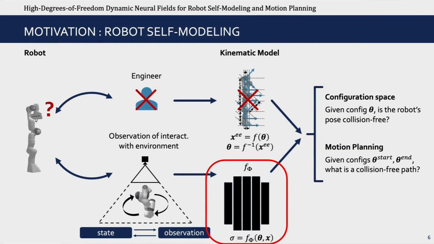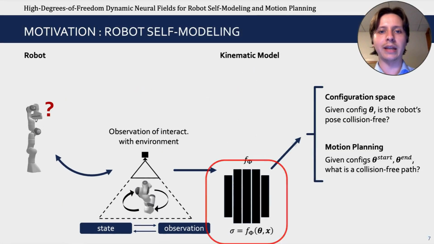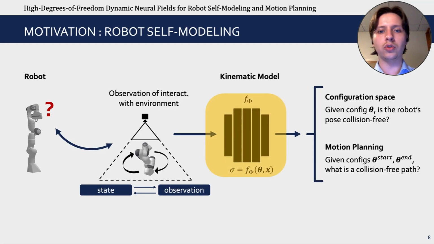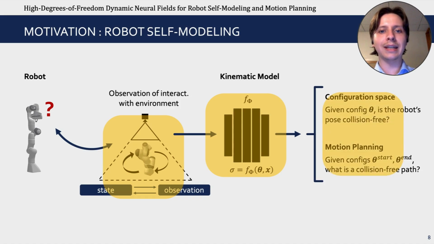First, we introduce high degrees of freedom dynamic neural density fields as a new neural architecture. Second, we introduce a data sampling strategy to facilitate learning HDNF. Third, we extend previous work and devise integrations of HDNF for kinematics and motion planning tasks.